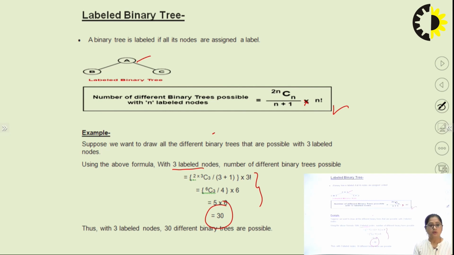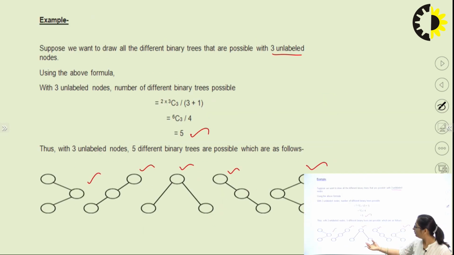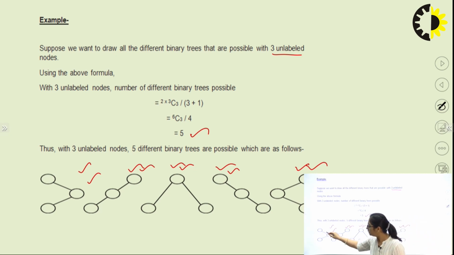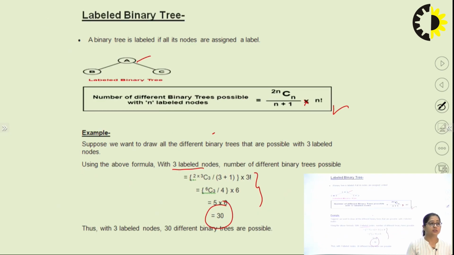So how is this 30? Sometimes, if you see, there are 5 different shapes. When you label them, each becomes 3 times, 3 times, 3 times, 3 times, 3 times. So 15 are there. If you change the positions interchangeably, 15 more. So this is the way the 30 possible trees can be drawn with the labeled data structure.